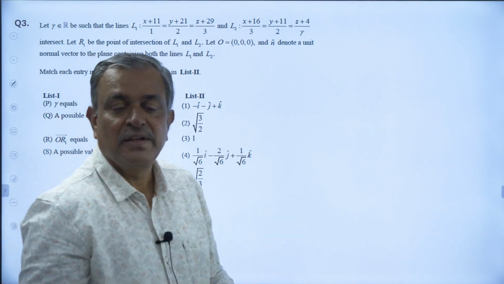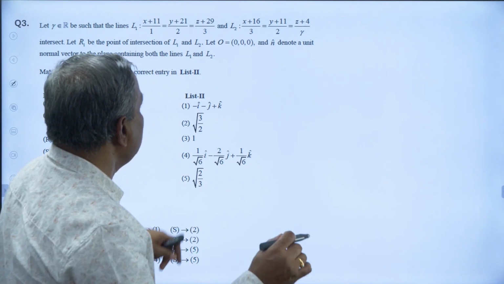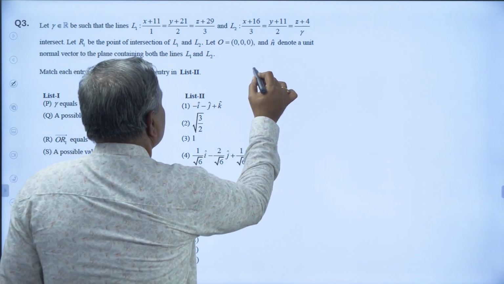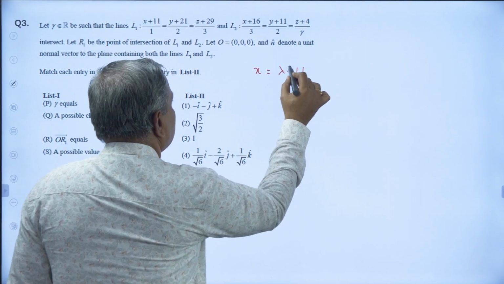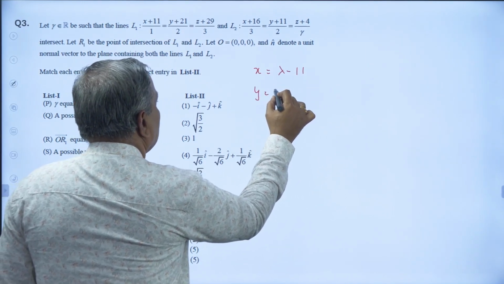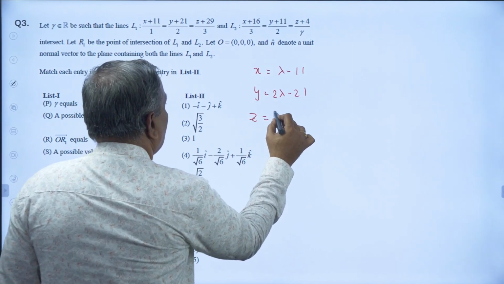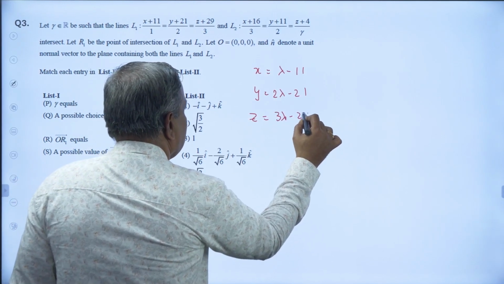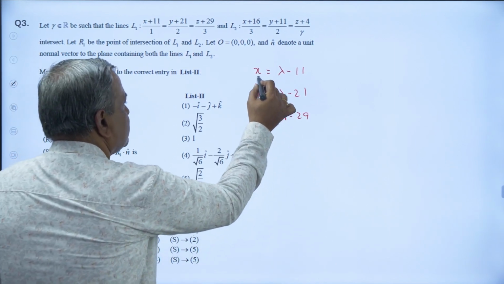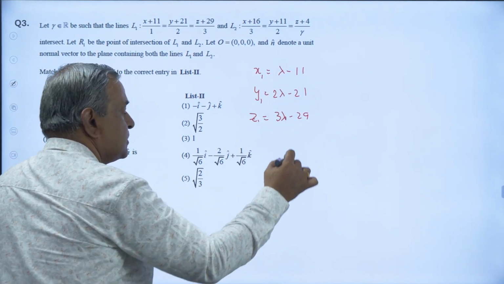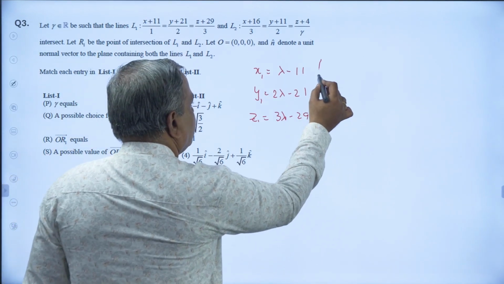And L2 is given. Without reading the question further, you immediately write this as x is equal to lambda minus 11, y is equal to 2 lambda minus 21, z is equal to 3 lambda minus 29. x1, y1, z1 is any point on the line. This part is over.